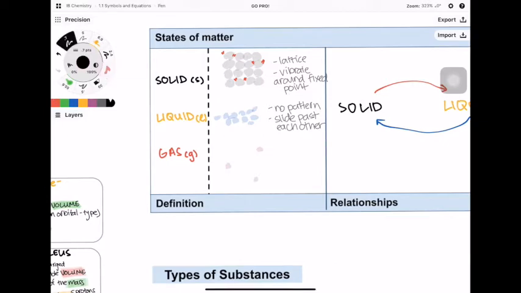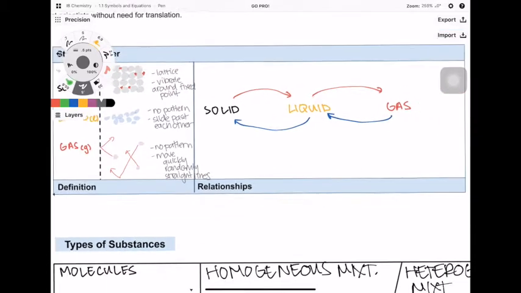Gases, finally, obviously there's no pattern. They take up any possible space. They move randomly, quickly, in straight lines until they collide with something. Okay, so this should be a review from your IGCSE, from year 9, from year 8, from year 7.